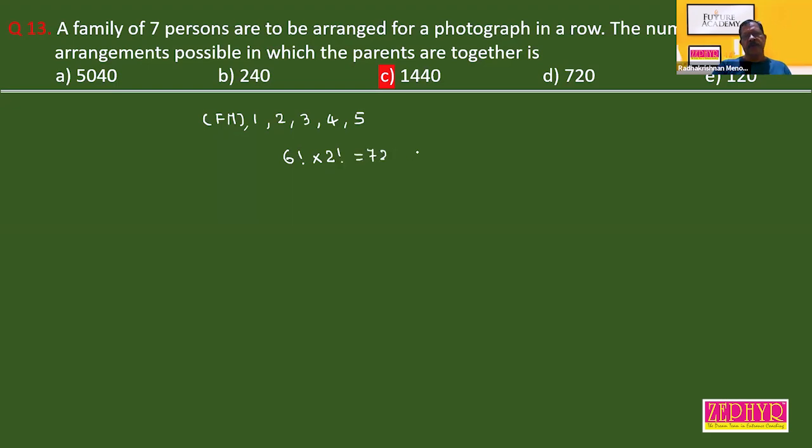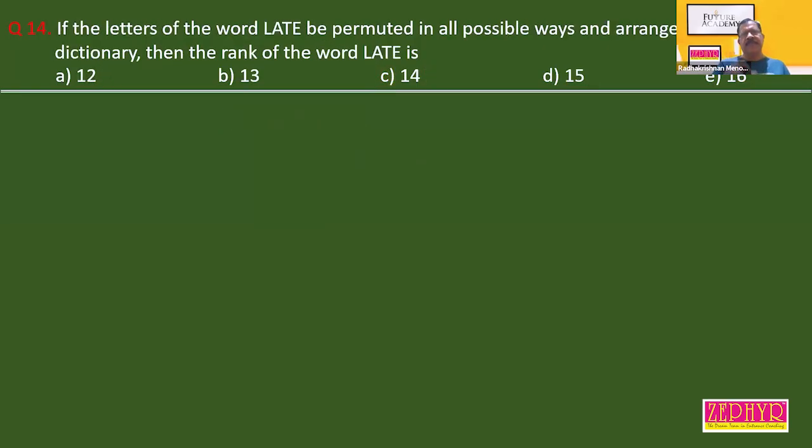6 factorial is 720, 2 factorial is 2, so 1440. It is a simple question. Okay. Next question. This is a very simple question, but questions having more letters also may be asked.